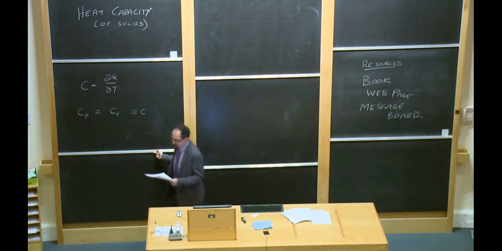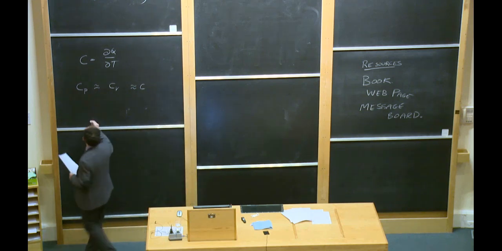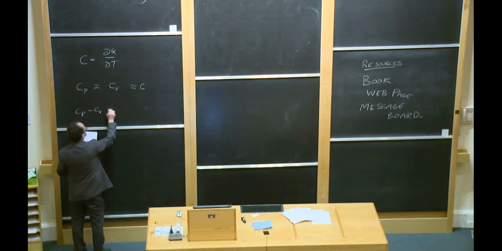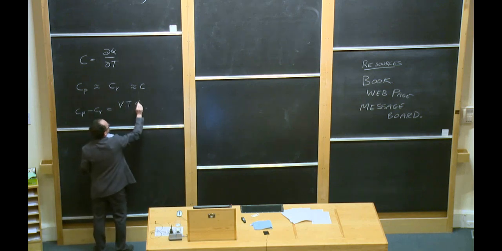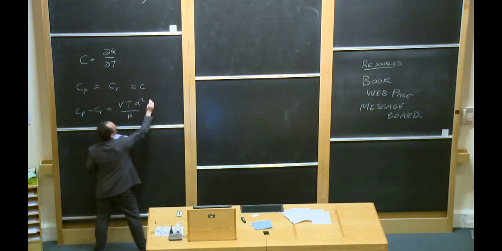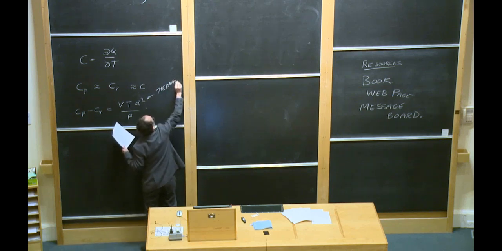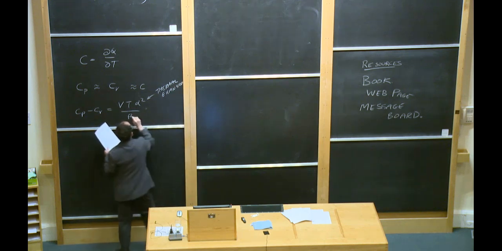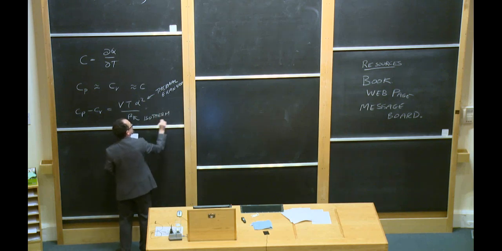Now, why are they very close to the same? I'll remind you of something that you learned to derive last year. It may have even been on your exam. It's the kind of question that shows up on the exam every year or two. Cp minus Cv is volume times temperature times alpha squared over beta, where alpha is the thermal expansion coefficient, and beta is the isothermal compressibility.